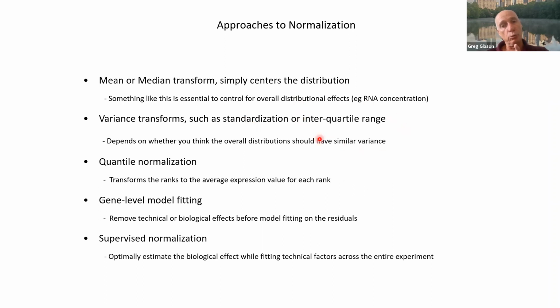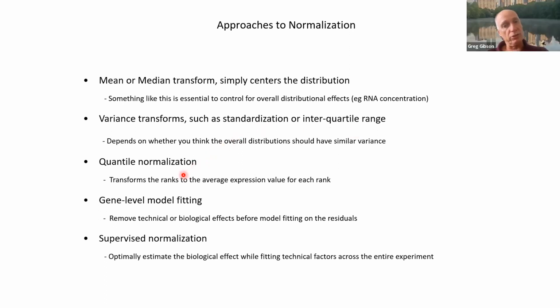An interquartile range to me makes more sense. So what that's doing is saying, okay, I'll do my mean centering, and then I'm going to set the 25th percentile and the 75th percentile to be the same. And so you sort of squish your distributions into that range, and then you have variation around that. Okay, so that's sort of a mild variance transform, so not as aggressive as standardization.